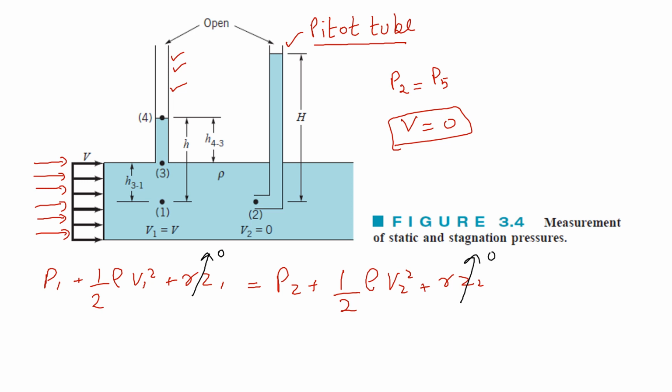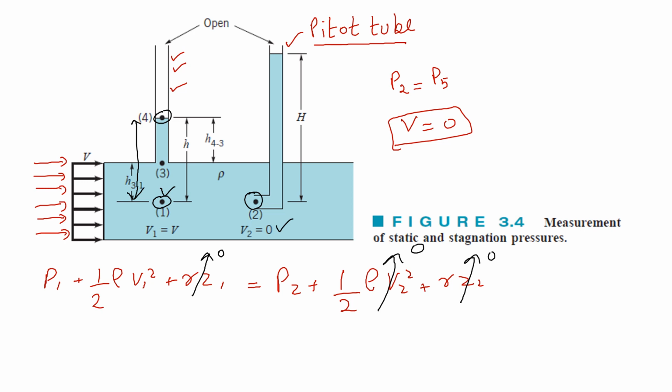At point 1, there will be a certain amount of pressure, that is the static pressure, that is measured up to this point 4. From point 1 to 4, this will be the static pressure that we are going to measure. And at point 1, there will be a certain amount of velocity. At point 2, the fluid is at rest, so the velocity V2 will be 0. So this term will be neglected.